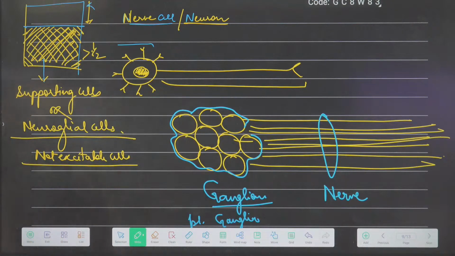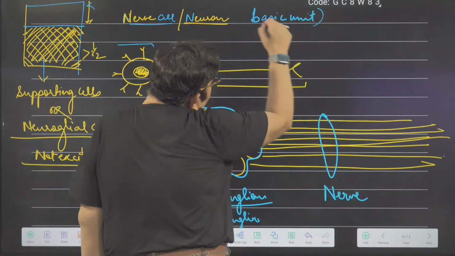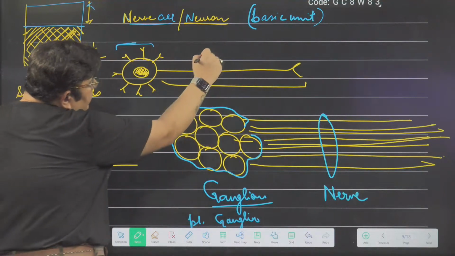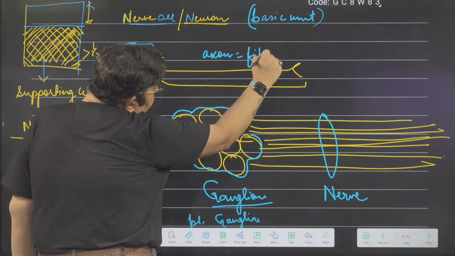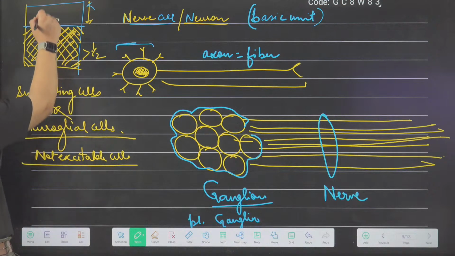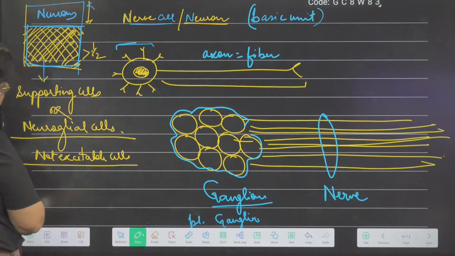Very, very important point. I said that in a nervous tissue, the nerve cells or neurons are the basic units, both structural and functional units. There are two main parts, cell body and axon, the fiber. When we say fiber, we actually refer to the axon. But when we say muscle fiber, we refer to the complete muscle cell. Then ganglion and nerve. A group of cell bodies is a ganglion, a group of fibers is called a nerve. Then I said that it's not 100% neurons only. More than half of the volume is occupied by the glial cells.